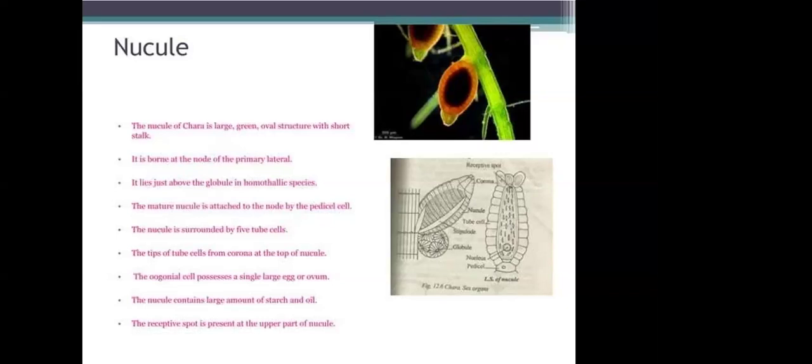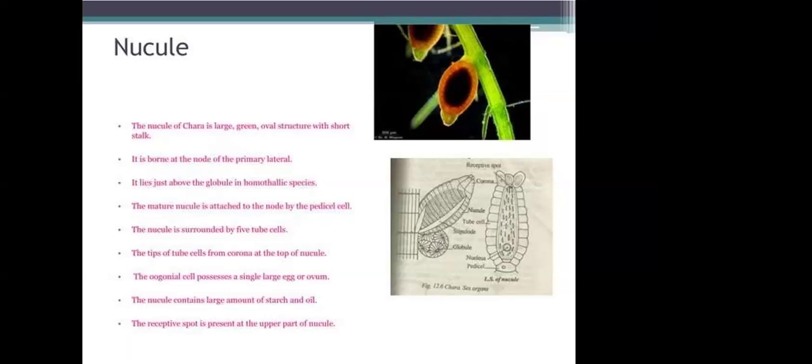The terminal cell is the oogonial mother cell. This mother cell divides transversely into a lower small stalk cell and an upper oogonium. The oogonium enlarges in size and metamorphoses into a single egg. The sheath initials elongate and divide transversely, so 2 types of 5 cells are present. Thus 2 types of cells are formed.